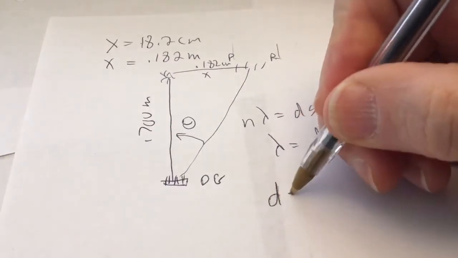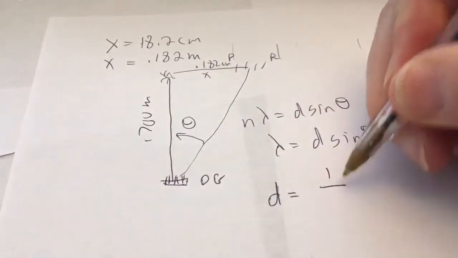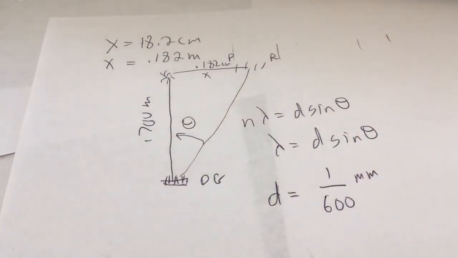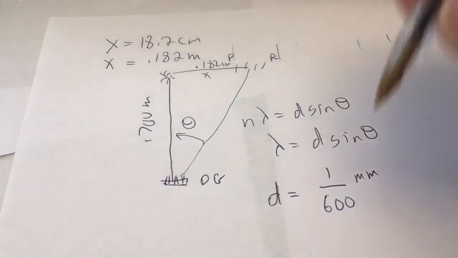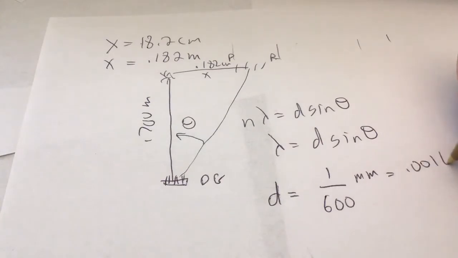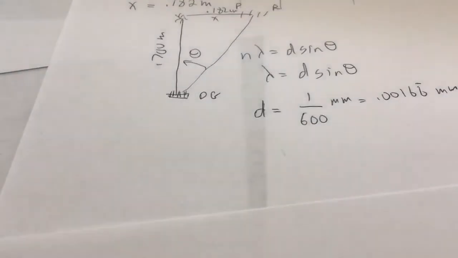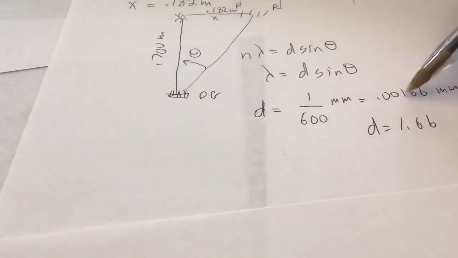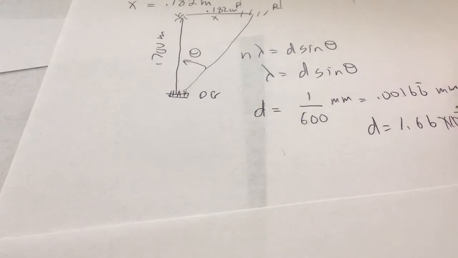You can see it's making little colorful images there. So to find d, if there's 600 lines per millimeter, then the space between each line is very tiny. So 1 over 600 millimeters is the amount of space in between each line. If you want to figure out the spacing in between each line, you invert it, and that's 0.00166, repeating millimeters. Now we can convert this to scientific notation to make it easier. So d is 1.66 times 10 to the minus 3 millimeters.